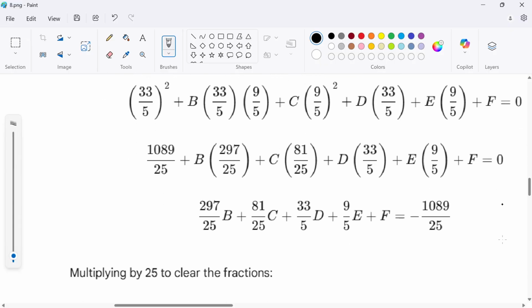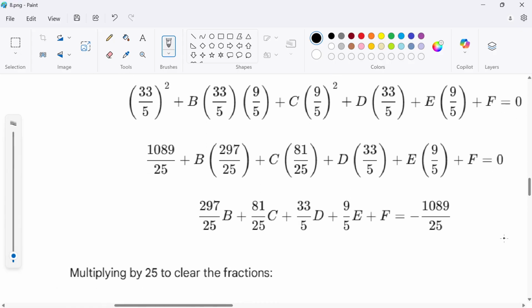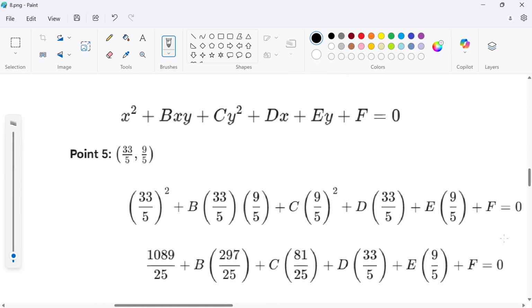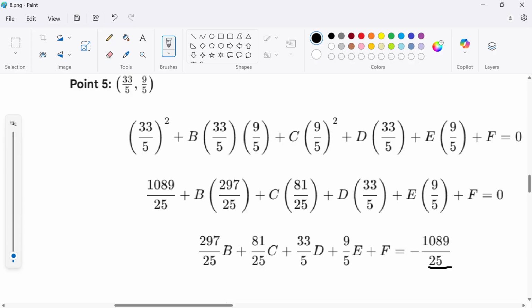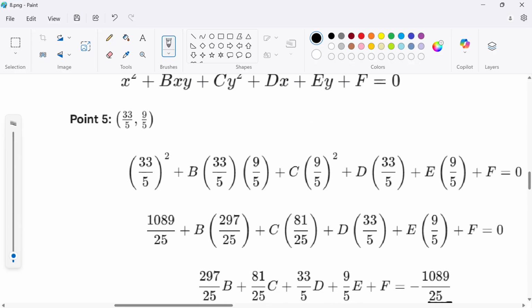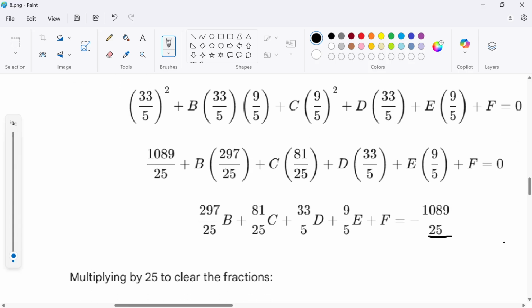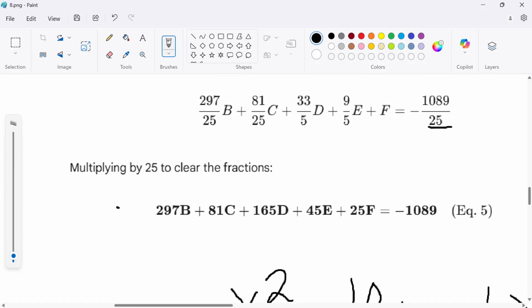I guess I've already gotten the answer from Desmos, so I'm not going to do it during the video. But here's what I get for equation 5. 33/5 squared is 1,089 over 25. That's going to end up on the right side because I'll subtract it from both sides. X times y is 297 over 25. Y squared is 81 over 25. X is 33/5, Y is 9/5, and then plus 1F. And then I multiply everything by 25 and end up with this: 297, 81, 165, 45, 25, negative 1089.